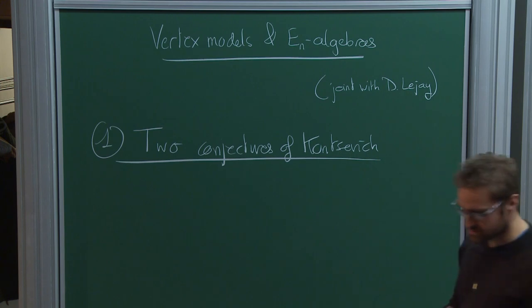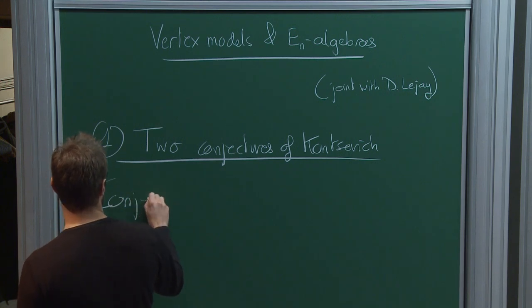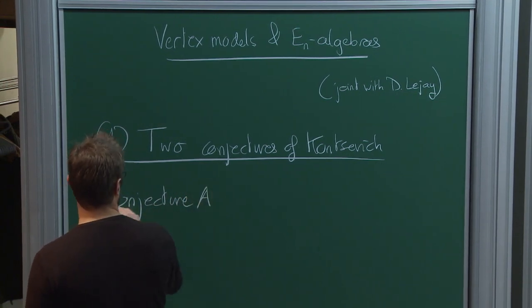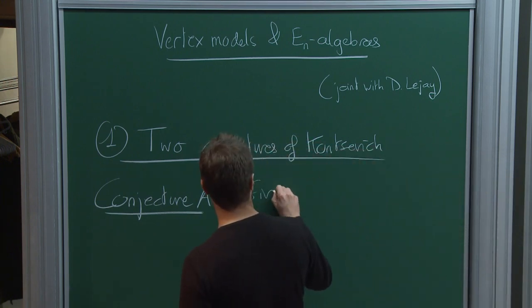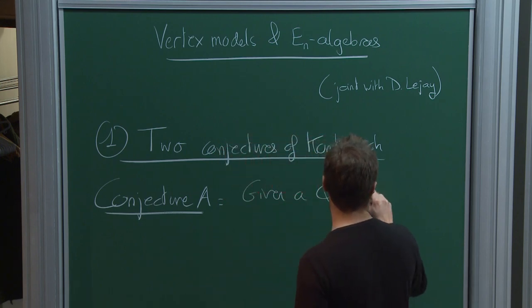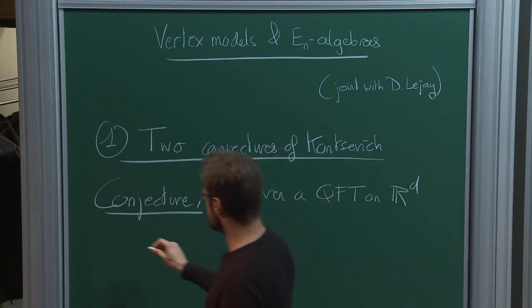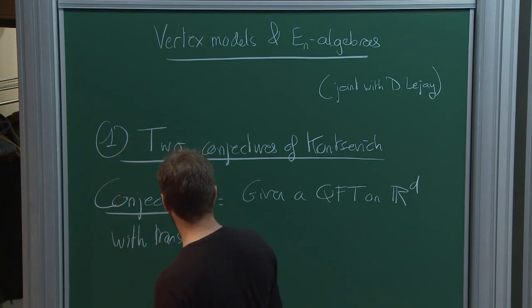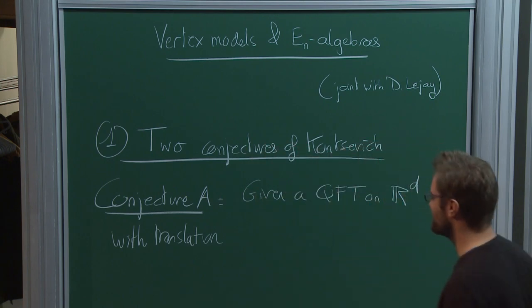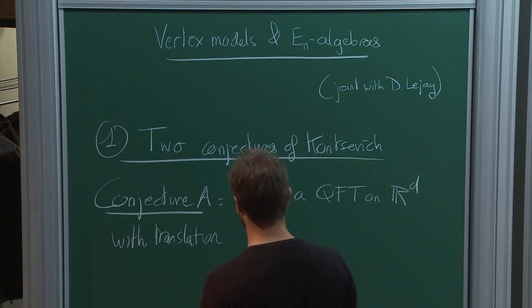So the first conjecture has to do with quantum field theory. Assume we're given a definition of what a quantum field theory is. So let's start with a QFT on some flat space R^D with translation and dilation symmetries. Okay, I'll stick with D for the moment.